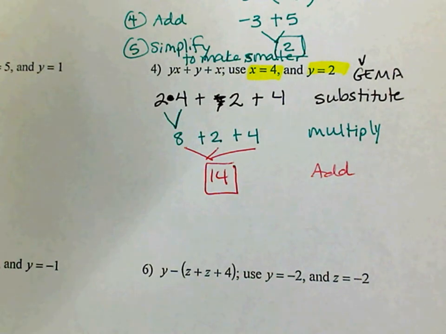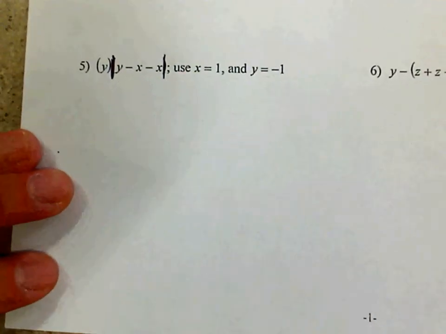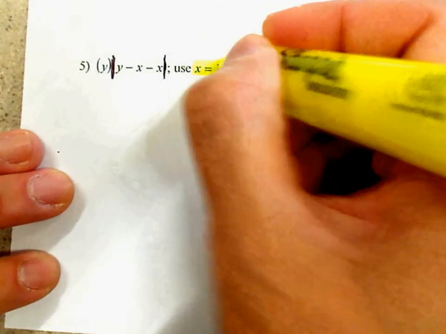All right, we're going to go to number 5 because it has an absolute value. So we're going to do number 5 instead of number 4. You guys good with that? All right, so let's go to number 5. Absolute value. X is going to be 1, y is going to be -1.